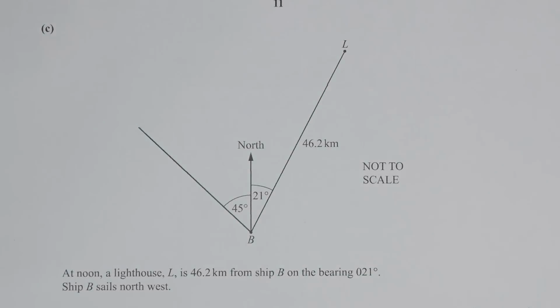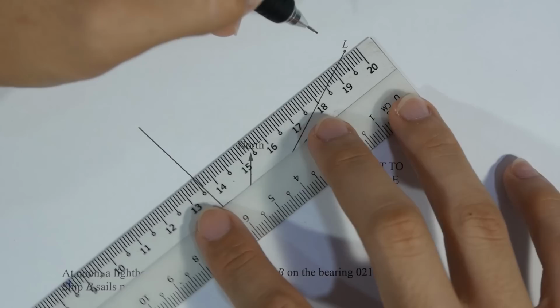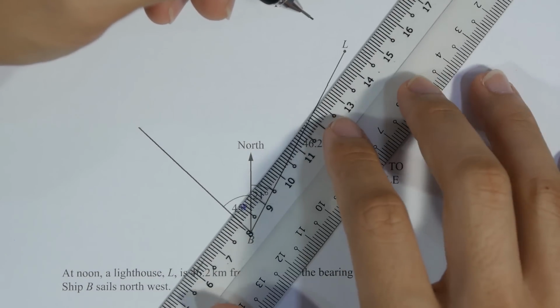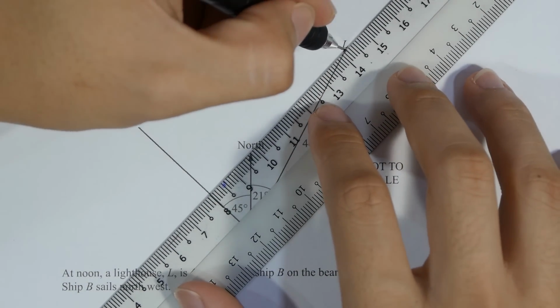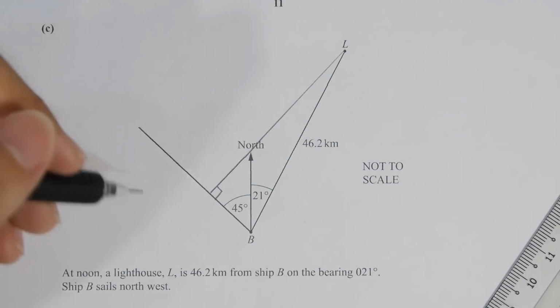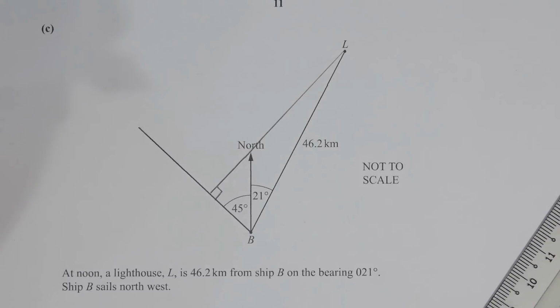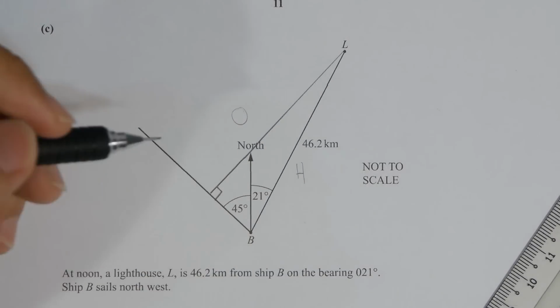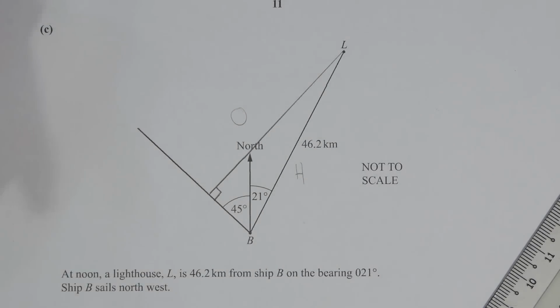For part C, this one we are actually using the cosine to identify the answer. So cosine 66 equals adjacent over hypotenuse. So the distance to the lighthouse will actually be 18.79.